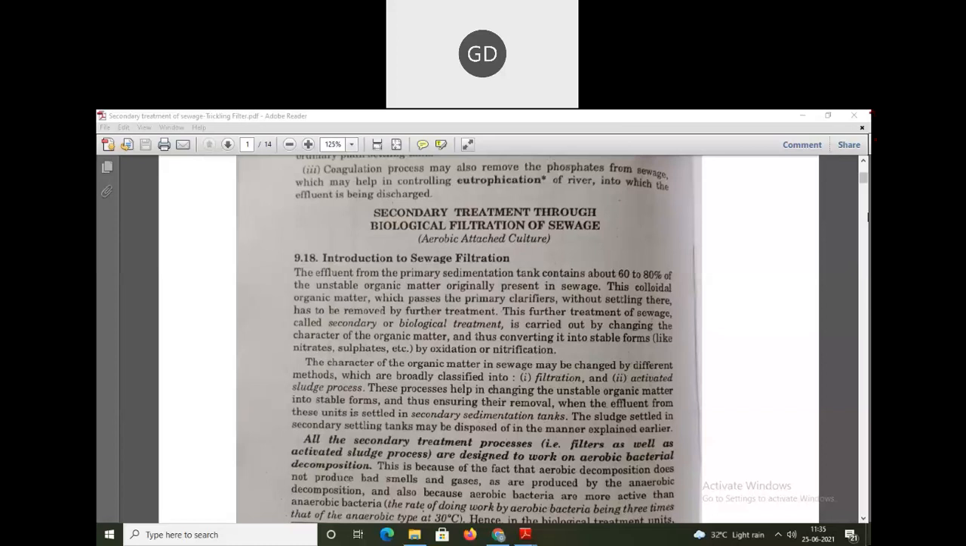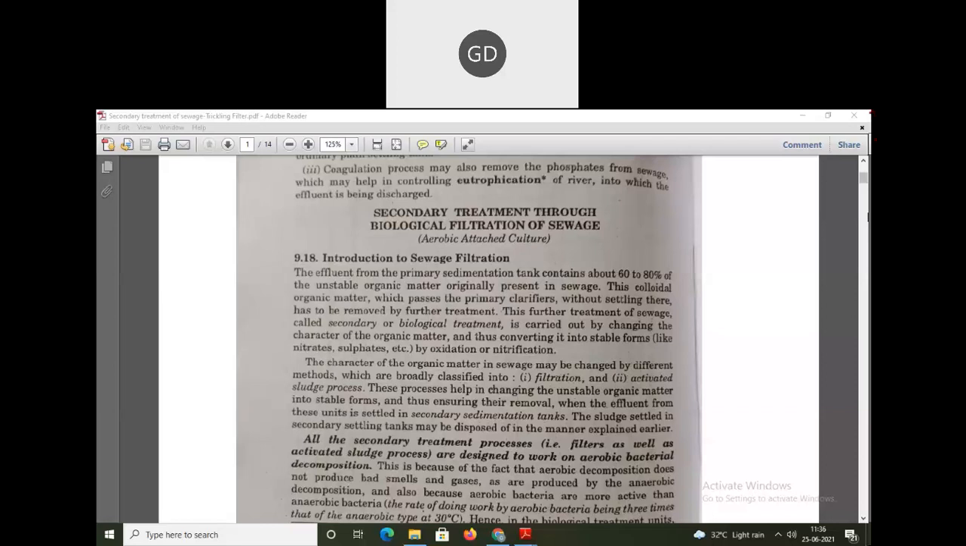Here, whatever effluents you are getting from the primary sedimentation tank contain some unstable organic matter that is present in the sewage. After the sedimentation treatment, the colloidal organic matter passes through the primary clarifiers and doesn't settle there actually. So it has to be removed by further treatment.